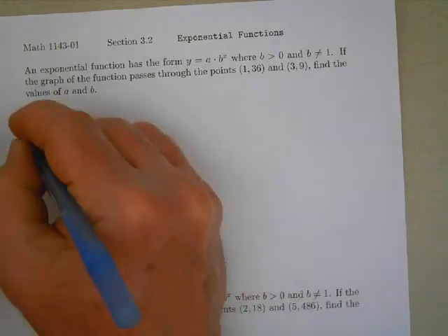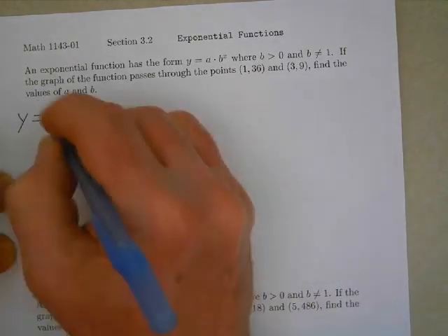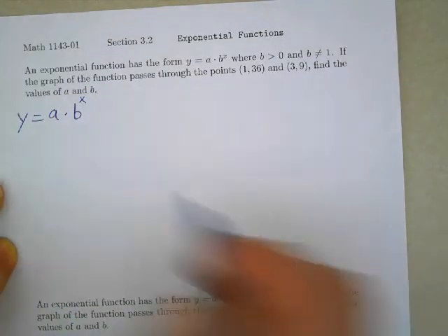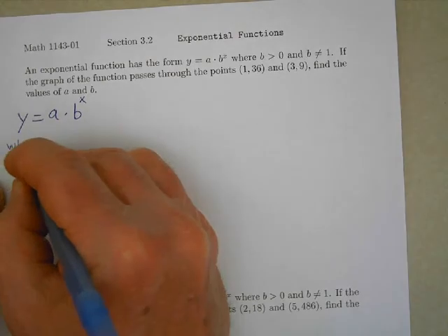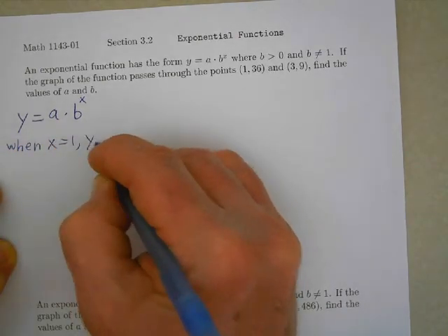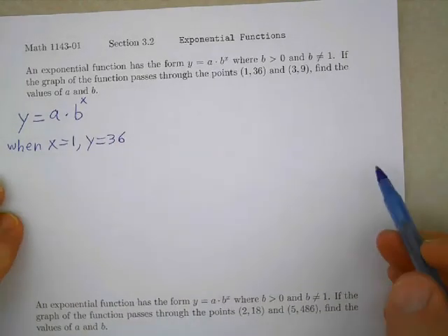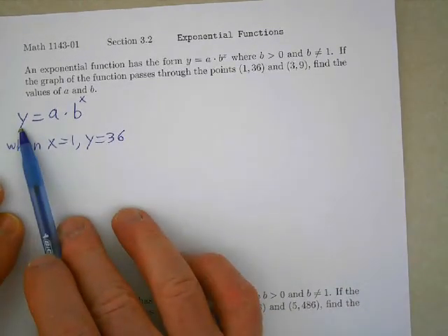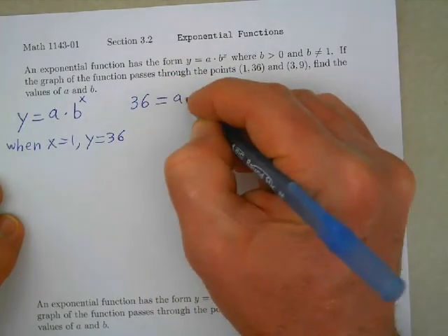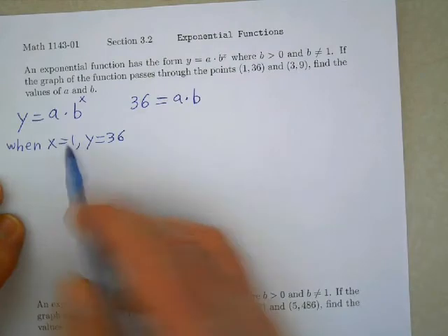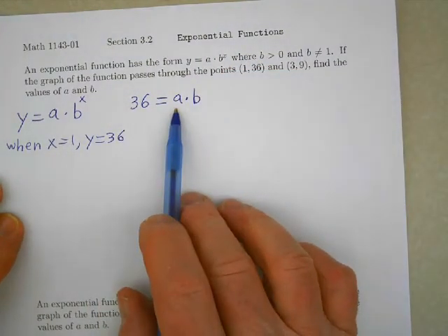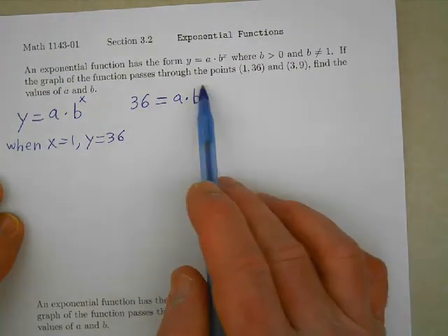Okay, so this is a formula for finding points on the graph. So we're told that in one case, when x equals 1, the y value is 36. Okay, so we'll replace y with 36, and that's equal to a times b to the exponent 1. So in other words, 36 equals a times b, because the exponent is just 1.